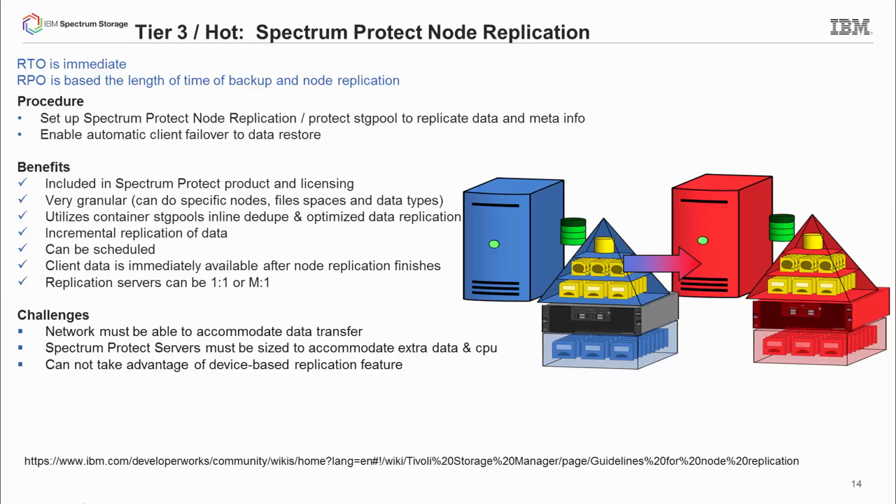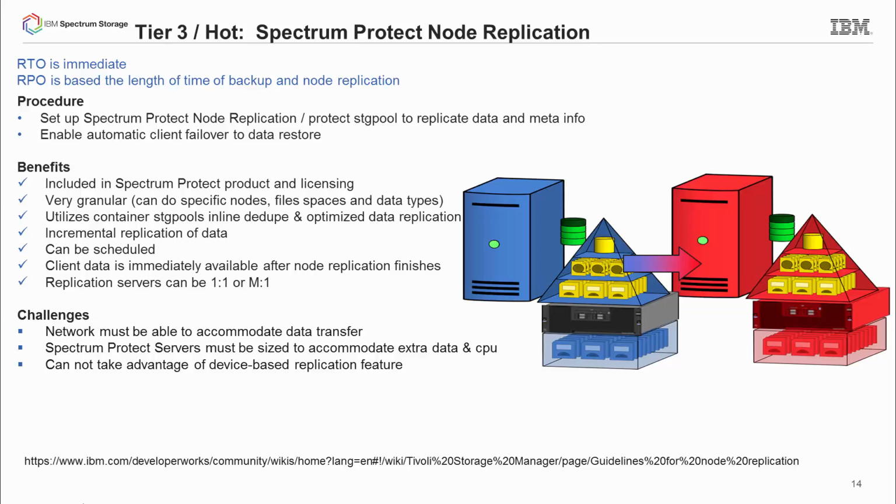And if you are using our new containers, you can optimize this even more with the directory container by using the protect storage pool command, which can be run while your actual backups are occurring. And it expedites replication by just replicating across the extents of the data that we're protecting. And then after the protect storage pool commands finish, you then run node replication to get the meta information across.